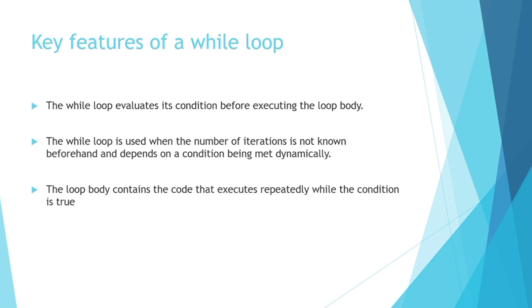The while loop evaluates its condition before executing the loop body. If the condition is false at the start, the loop body will not execute even once. Zero iterations are possible. The while loop is used when the number of iterations is not known beforehand and depends on a condition being met dynamically. The loop body contains the code that executes repeatedly while the condition is true. This can include calculations, function calls, or actions like reading user input.